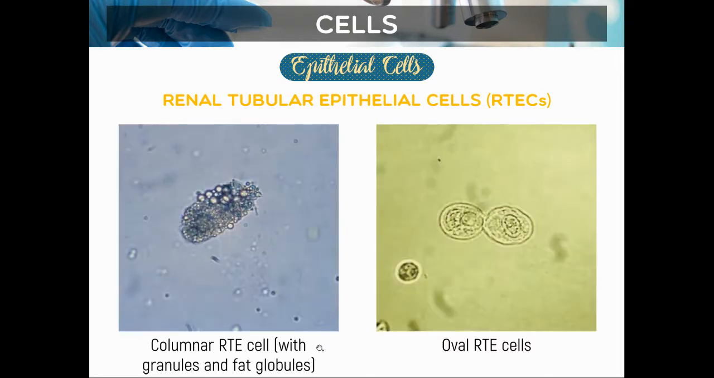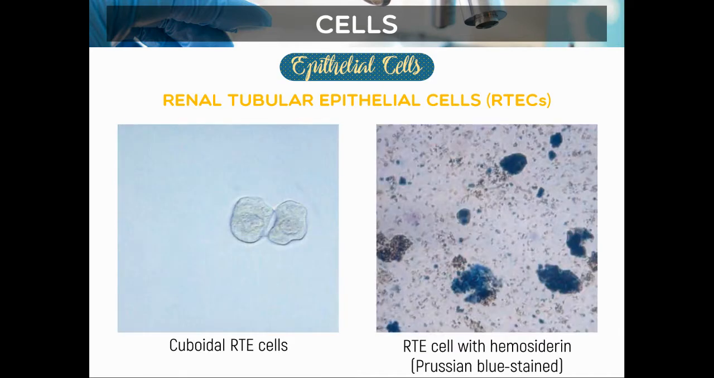So we have here a columnar RTE cell with granules and fat globules. You can see the circles, which are fat globules. And also, as you can see here, we have our oval RTE cells, meaning they formed in the distal convoluted tubule. And as you can see here, the nucleus is not located in the center, unlike the transitional epithelial cell. And also, we have here the cuboidal RTE cells.